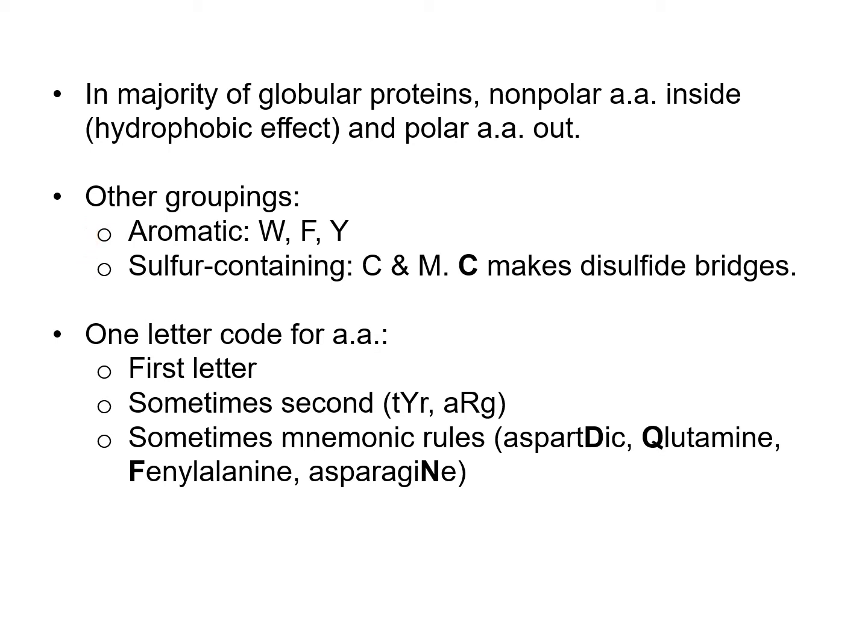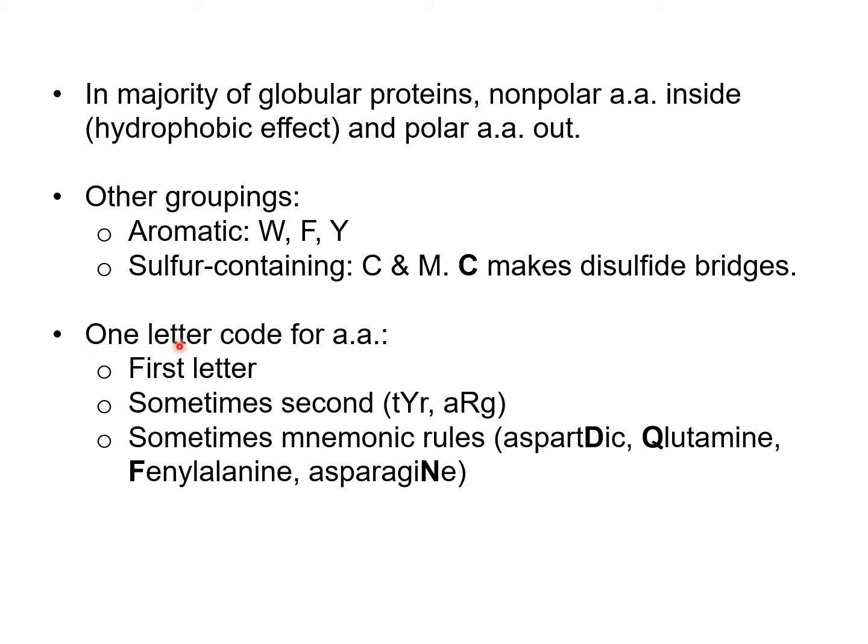Here are 2 examples. The first one is aromatic. Aromatic means that it has the phenyl ring within the side chain, which includes tryptophan, phenylalanine, and tyrosine. And also, the amino acids sometimes have a sulfur containing group, which are cysteine and methionine. And cysteine is particularly important and interesting because it makes the disulfide bridges, which is critical for protein folding that we're going to discuss later on.